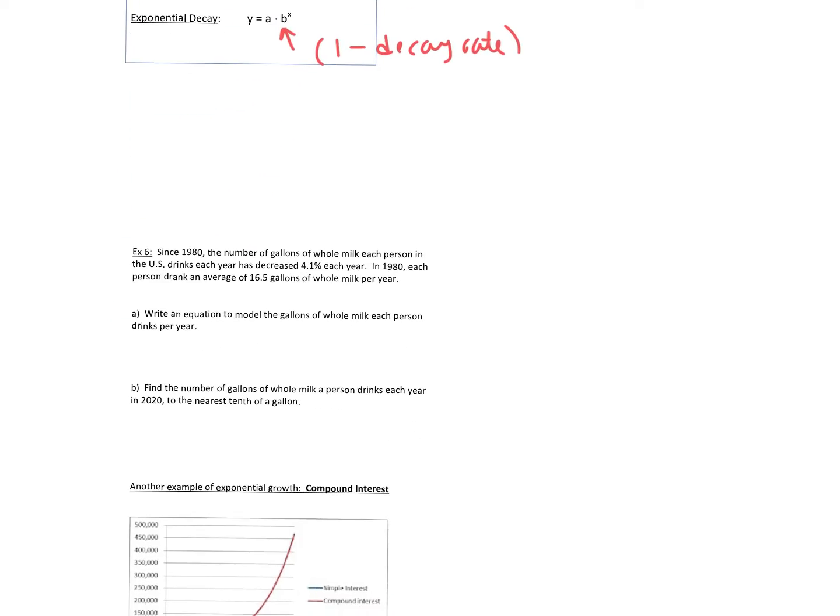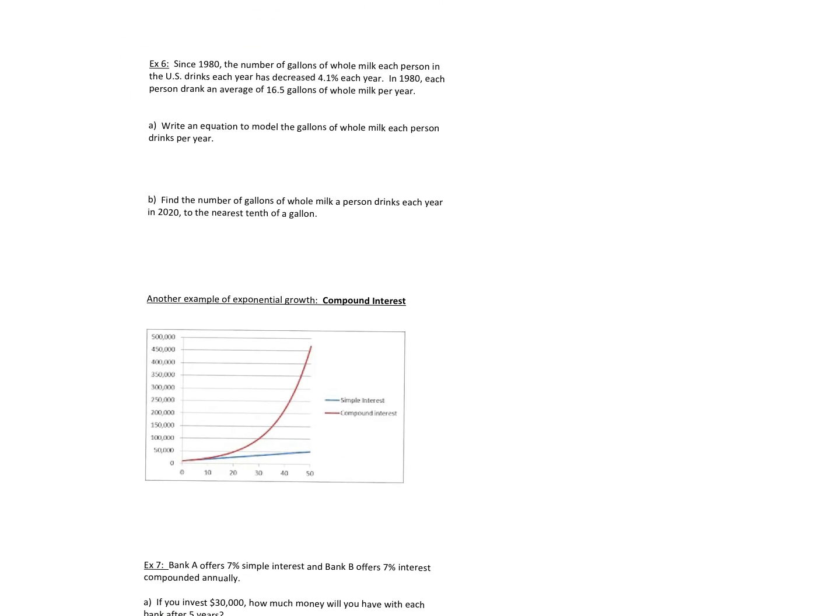Okay, another example down below, example 6. Since 1980, the number of gallons of whole milk each year that a person in the U.S. drinks has decreased by 4.1% each year. In 1980, each person drank an average of 16.5 gallons of whole milk per year. Write an equation to model this. So I have the initial amount that people drank, 16.5, and then here for my B, maybe pause the video and try this on your own. So you have 100% minus 4.1%, right? So that's 95.9%, but then expressed as a decimal is 0.959, and that's to the x power.